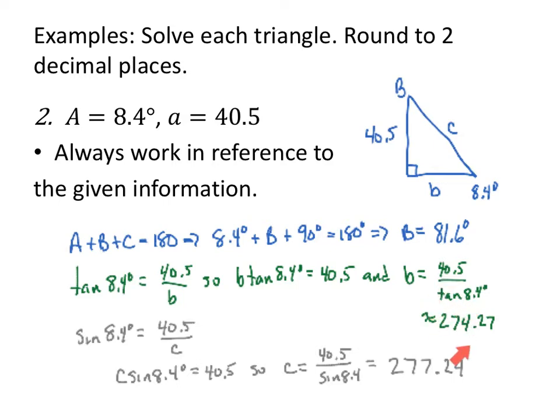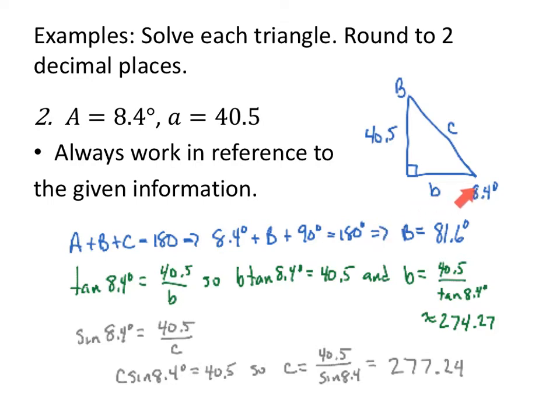40.5 divided by the tangent of 8.4 is 274.27. That's the side length. Obviously, my triangle's not drawn to scale. You just need a basic idea. It doesn't have to be accurate. It has to be able to help you with setting up these equations.